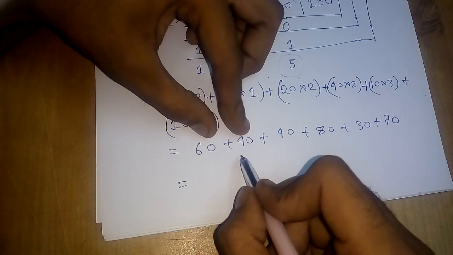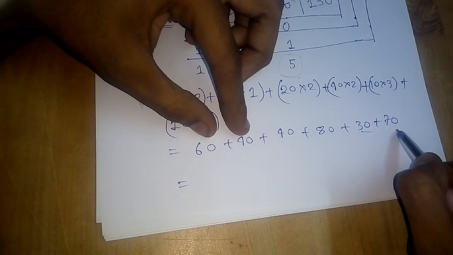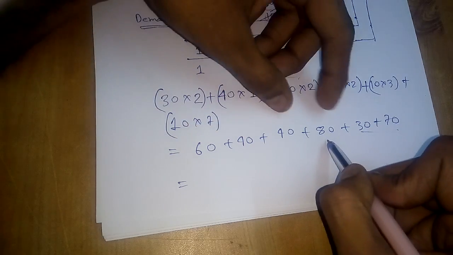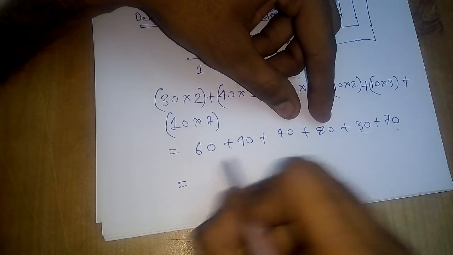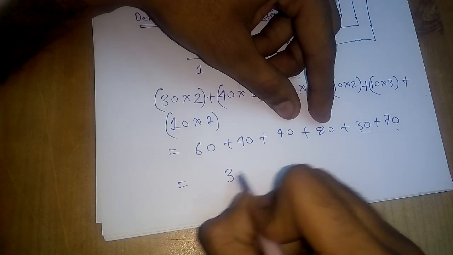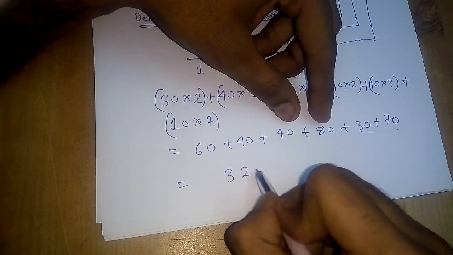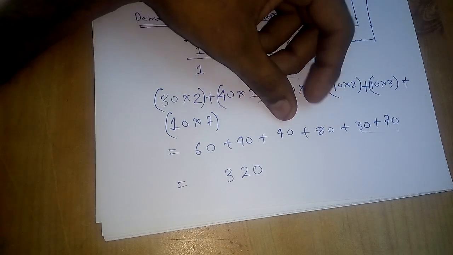this is 100, this is 100, and 200, 320. So the total value is 320.